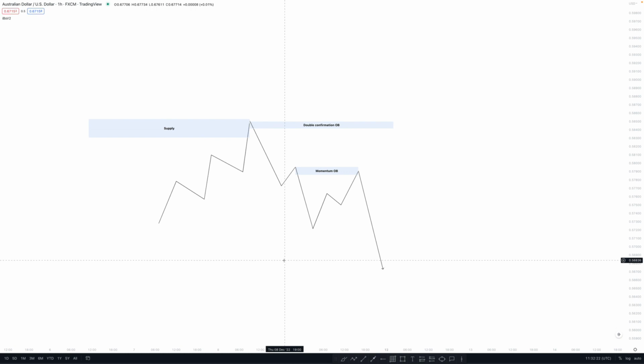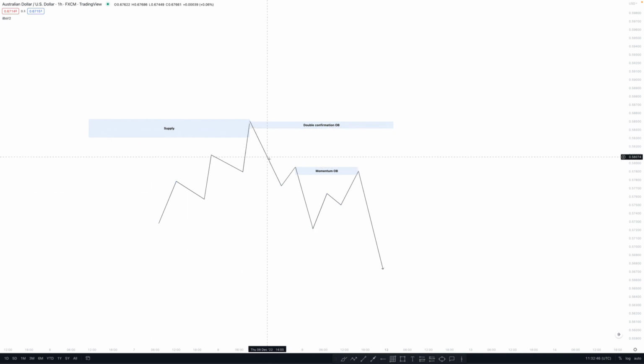Later on, we refined the strategy a little bit, and we implemented the double confirmation order block in the strategy as well. In order to trade the double confirmation entry, again, you are going to have rules. The first rule is, again, this bit of price action needs to not have any retraces in it.